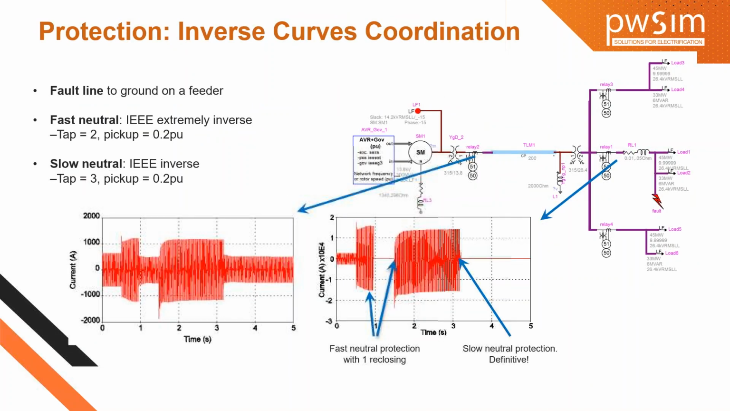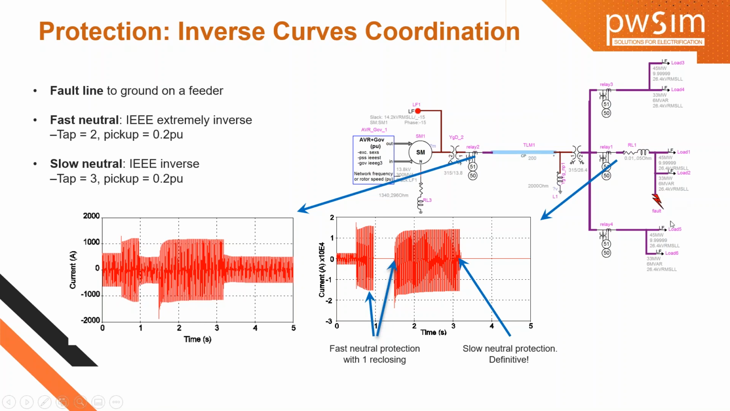Next one is protection. In normal software, we can perform the protection analysis only in steady state. Here in EMTP software, we can perform the protection analysis in both steady state and time domain simulations. Here the waveform represents the time domain simulation of protection.